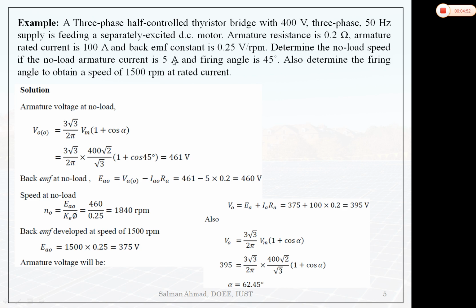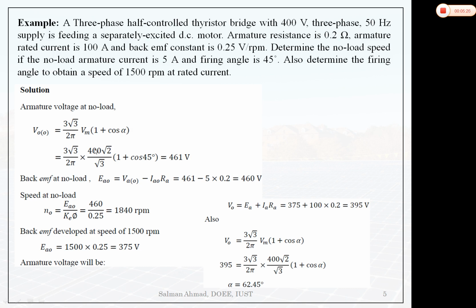So if we have to find the speed, first you have to compute the back EMF. The average voltage in case of a semi-converter controlled rectifier is 3 root 3 upon 2 pi Vm (1 plus cos alpha). Now this is three-phase, and this is given as 400 volt. So on the star side, it is actually a delta-star fed connection. If it is not given, we have to assume that.